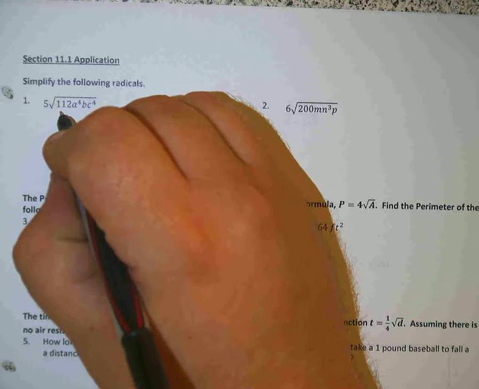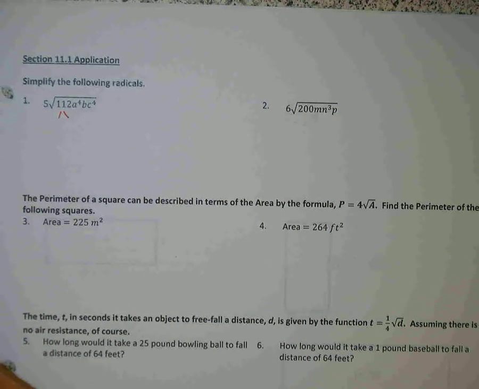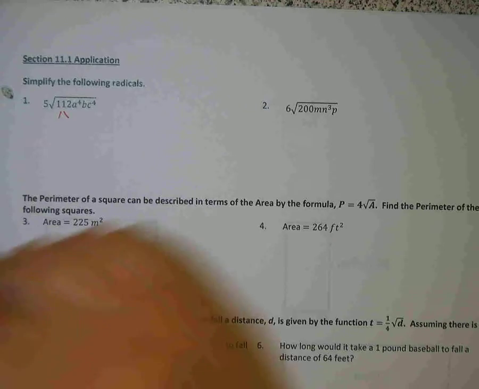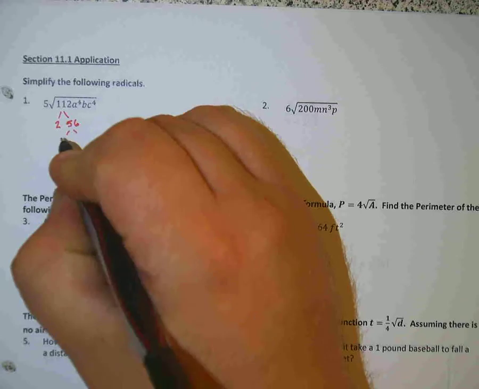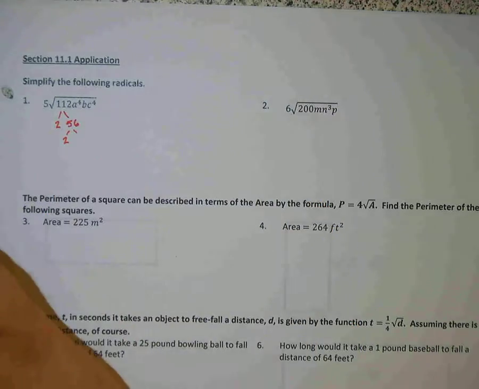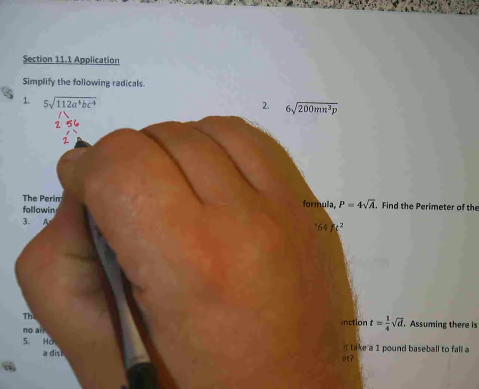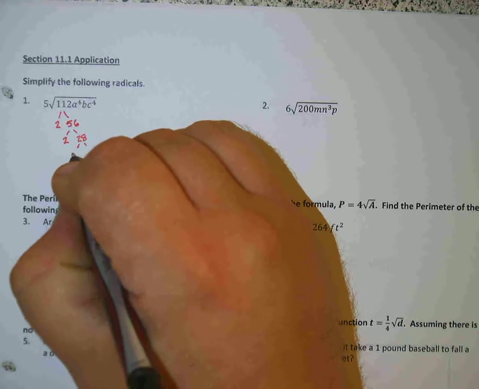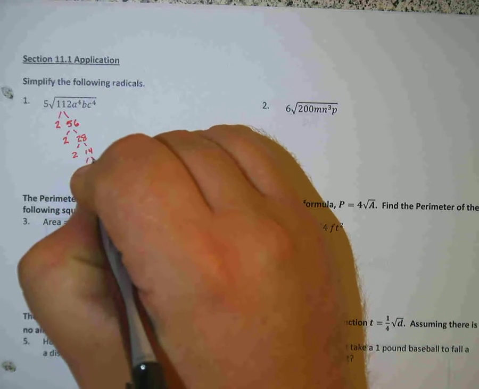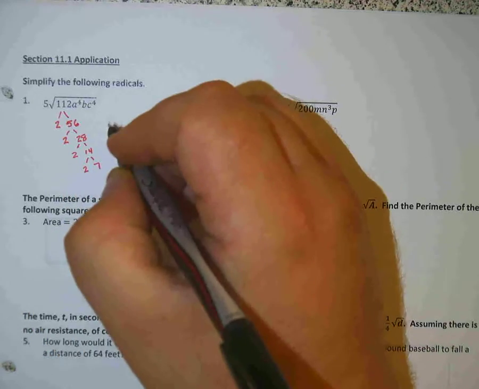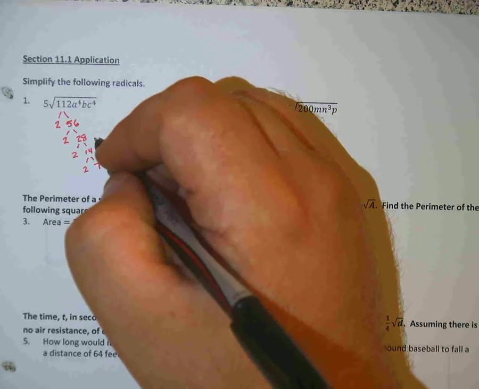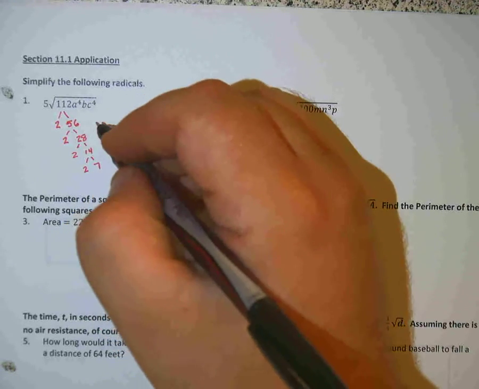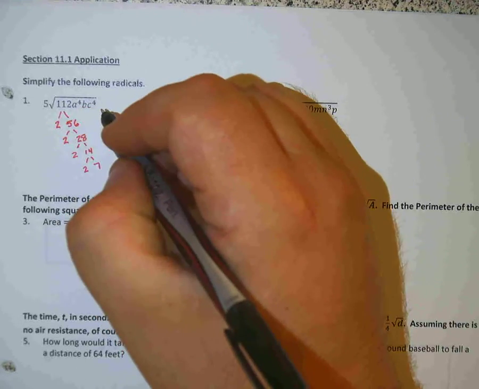I'm going to go ahead and look at number 1. I think it's a little bit tougher. So if I look at 112 and I divide it by 2, I know that it's 2 and 56. I'm going to keep dividing by 2 while I can. So 56 divided by 2 is 28. 28 divided by 2 is 14. 14 divided by 2 is 7. So that's the most basic elements of the coefficient that we have here, and then we have some things to look at with the variables.